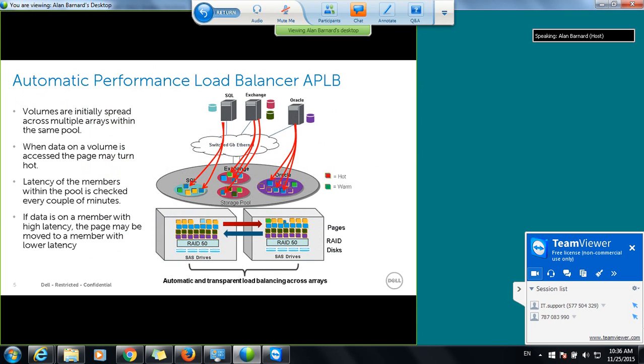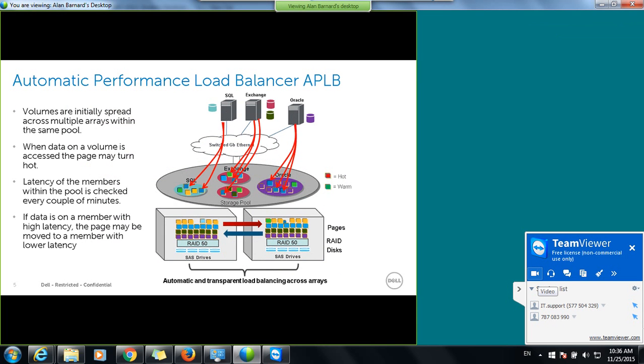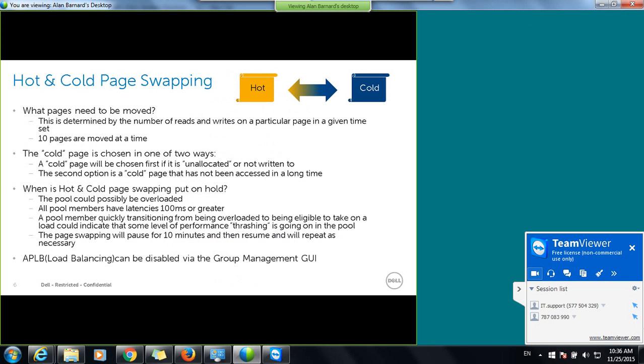So you can see the blue pages actually moving from this member to this one. Okay, so this is transparent. The process itself in the background is moving about 10 pages at a time. So this is hot and cold page swapping.